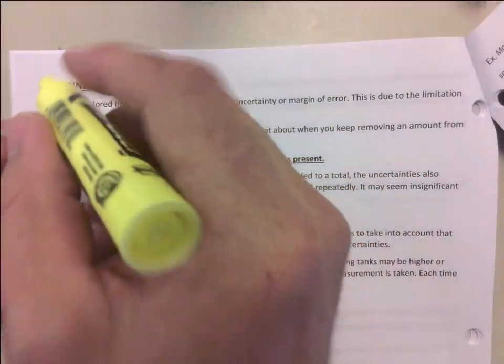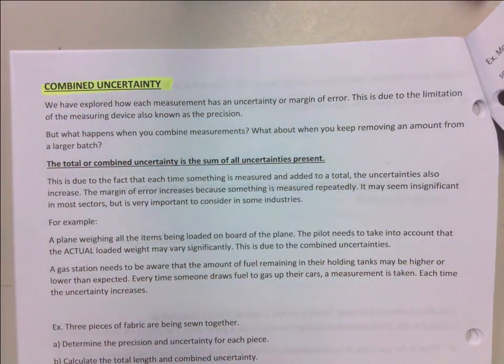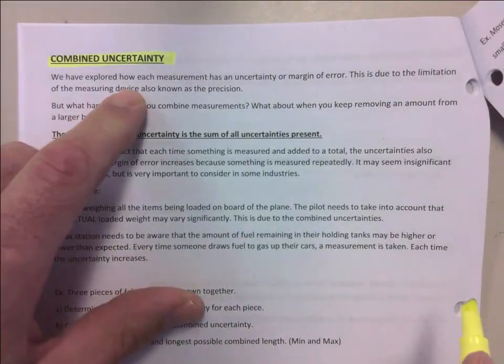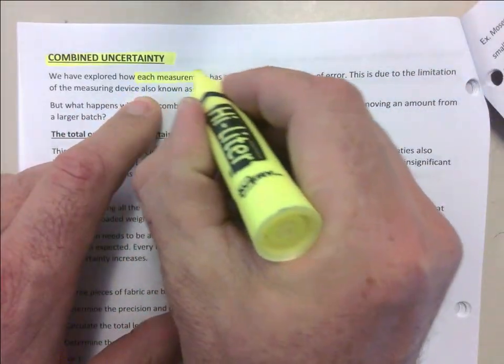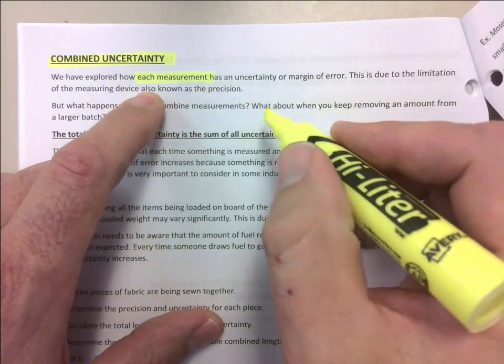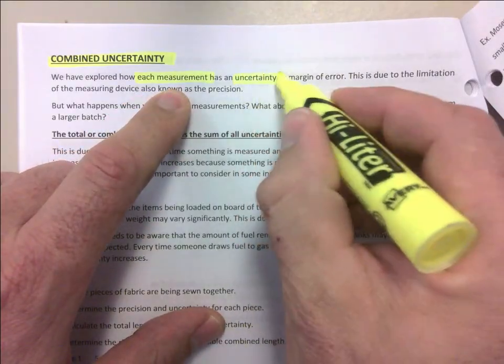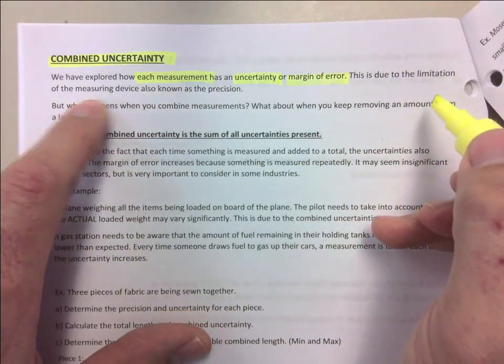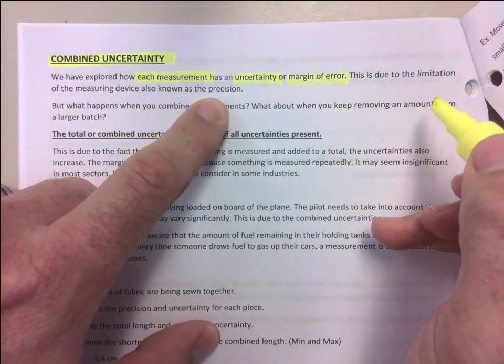Ready? So now we're going to talk about combined uncertainties. Things are going to start adding up. We've explored how each measurement has an uncertainty or a margin of error, and this is due to the limitation of the measuring device, also known as the precision.